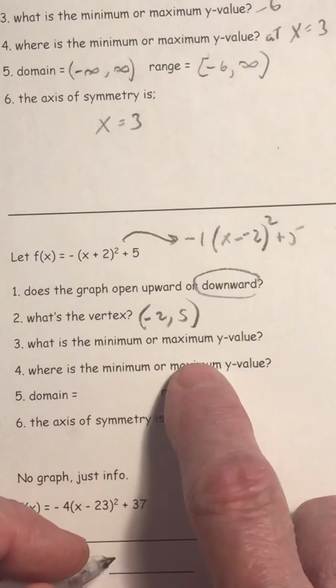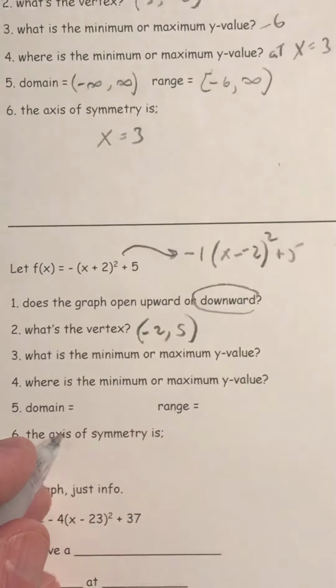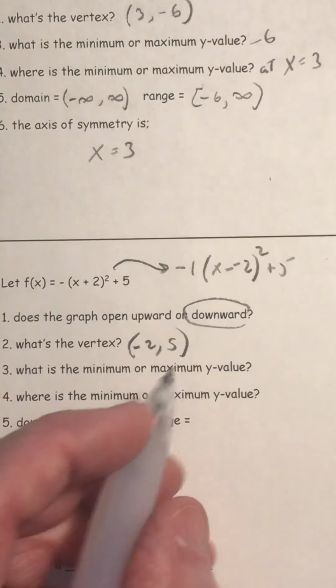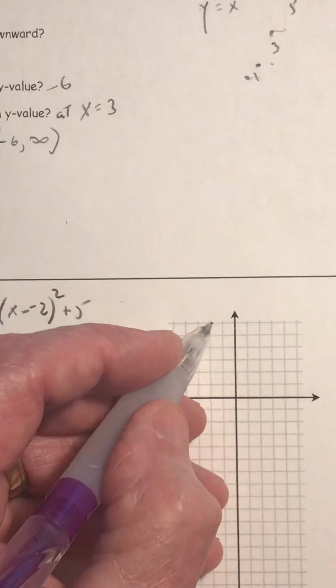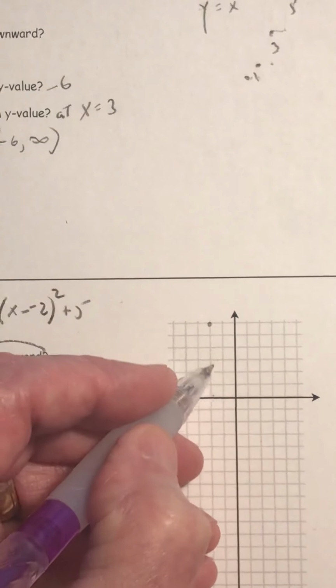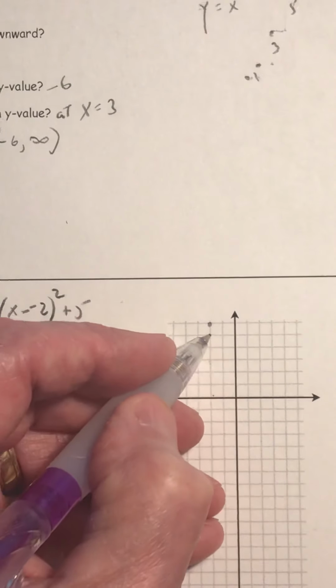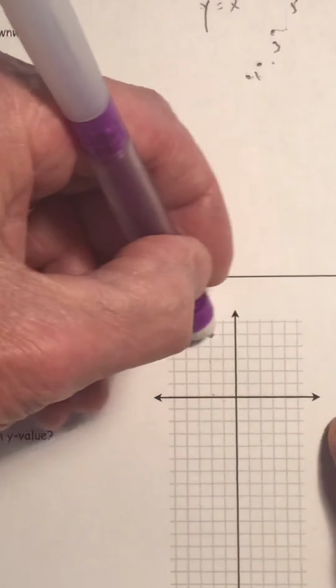What is the minimum or maximum y value? Well, let's draw the graph first and then we'll answer that. It'll be a little more meaningful. I'll start at the vertex. The vertex was at negative 2, 5, which is right here. Did I count that right? 3, 4, no, I'm sorry, right here. Mr. Dane can't count. Erase that.